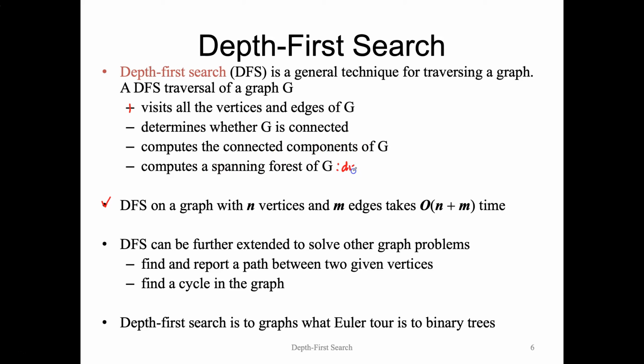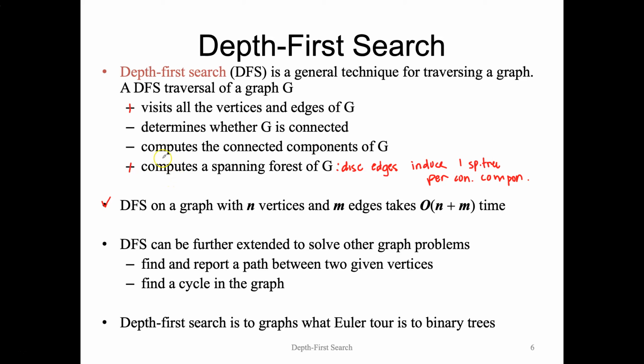So all discovery edges induce one spanning tree per connected component. So this gives us a spanning forest. All discovery edges give us a spanning forest, one spanning tree for each connected component that we have.